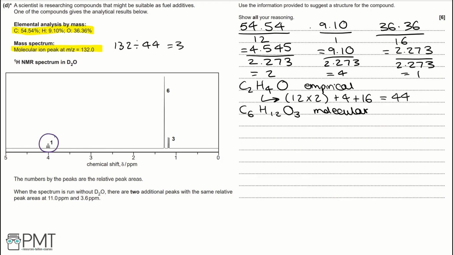So if we look at this hydrogen environment 1, so that's got a chemical shift of 4.0 ppm and a splitting pattern of a quartet.